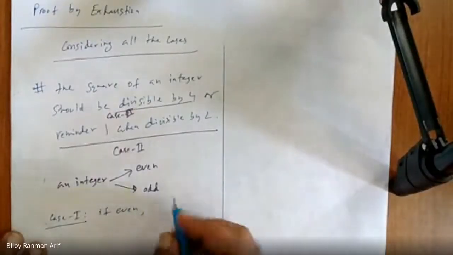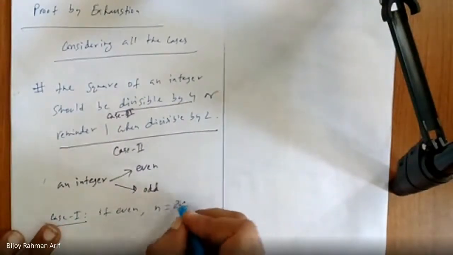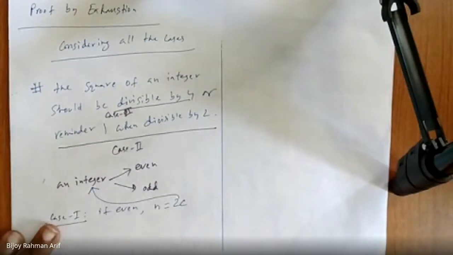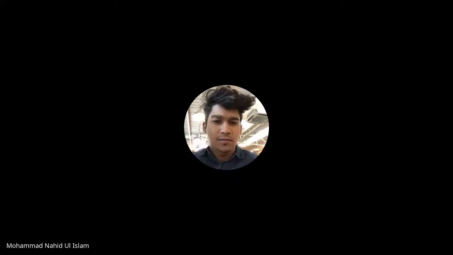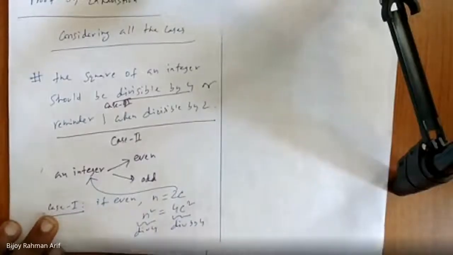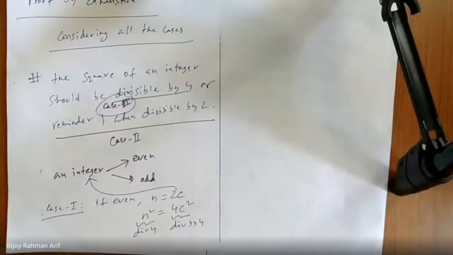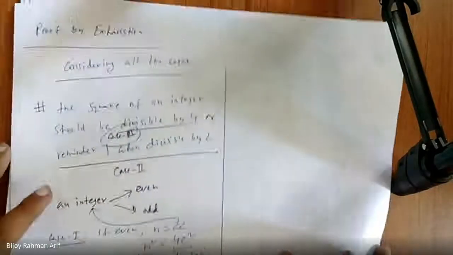So case 1, if even, then we can consider n equal to twice c, where c is also an integer. Do you agree with me or not? Yes, sir. So n square equals 4c square, and it is divisible by 4. Do you agree with me or not? Yes, sir. So case 1 is proved. It's divisible by 4.